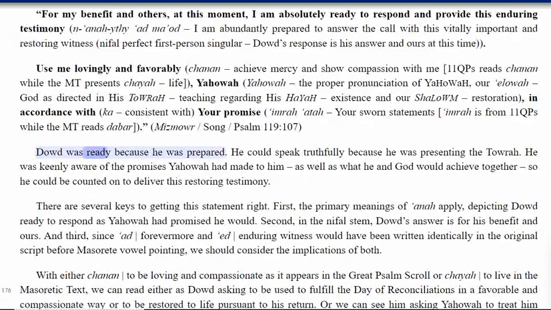119:107. Dowd was ready because he was prepared. He could speak truthfully because he was presenting the Torah. He was keenly aware of the promises Yahowah had made to him, as well as what he and God would achieve together, so he could be counted on to deliver this restoring testimony.